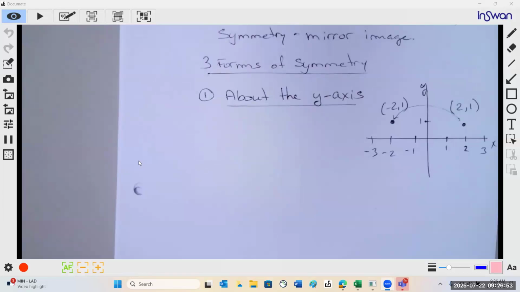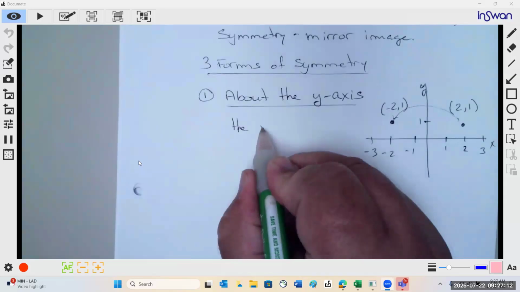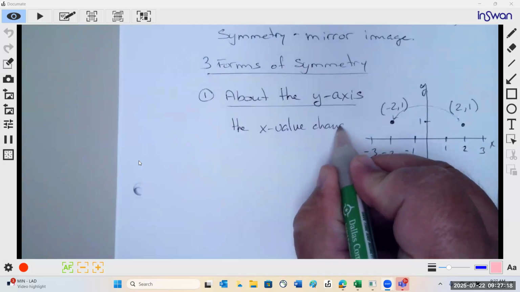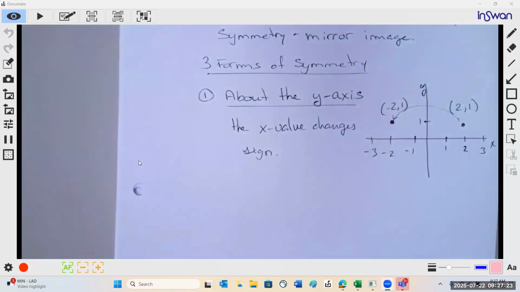So if something is symmetric about the y-axis, what changes? And how does it change? So what changes on it? The x value changes sign. That's all that happens. If you look at 2 points and everything's the same except the sign of the x value, then you know it's symmetric about the y-axis.